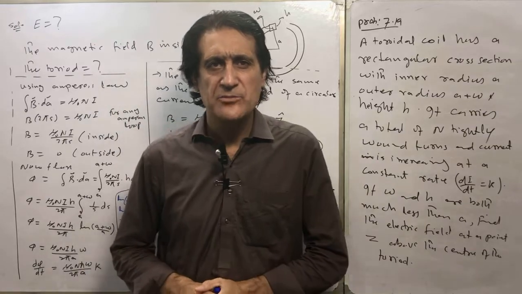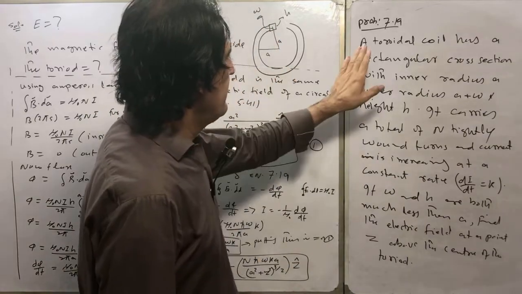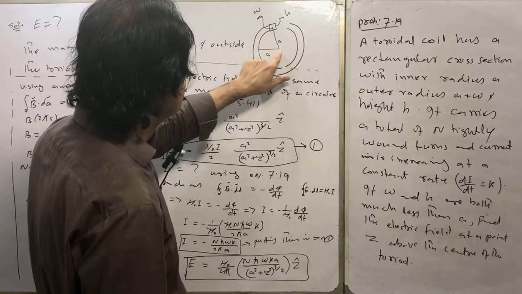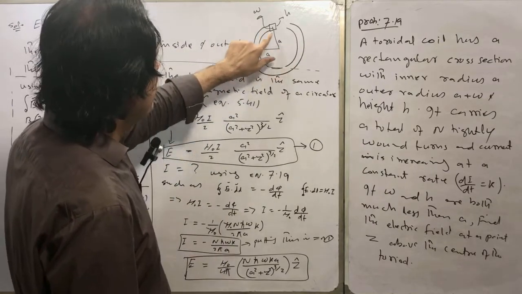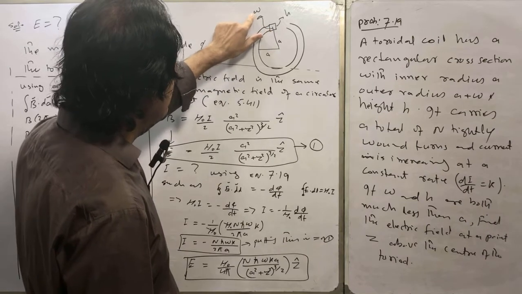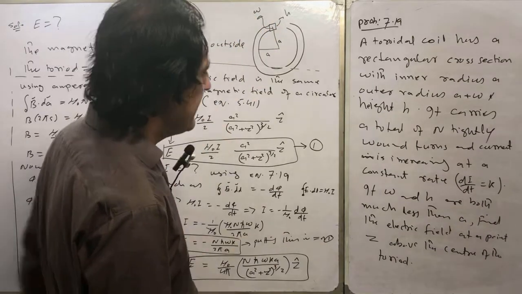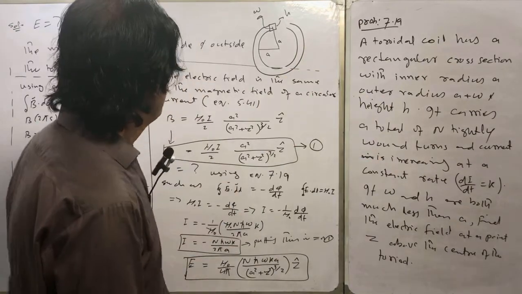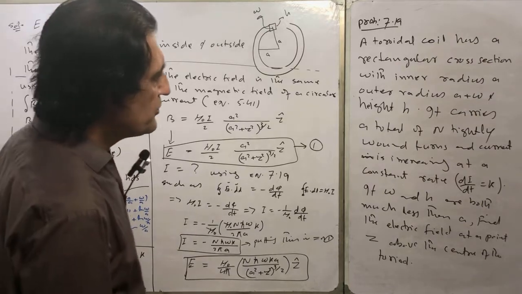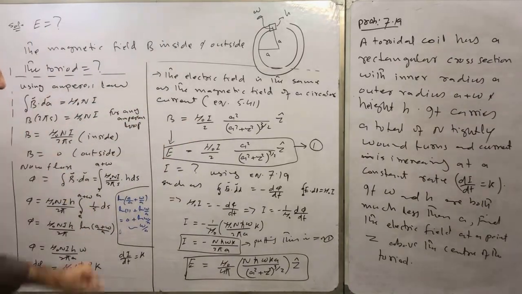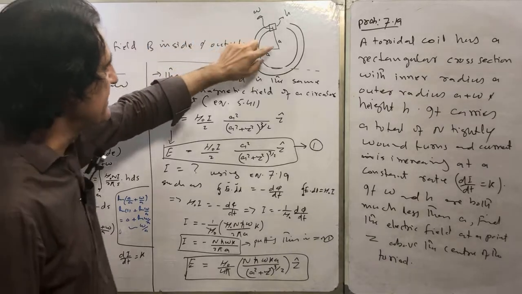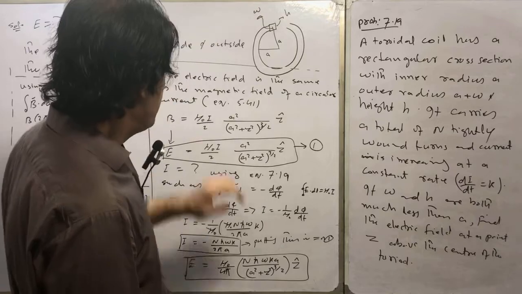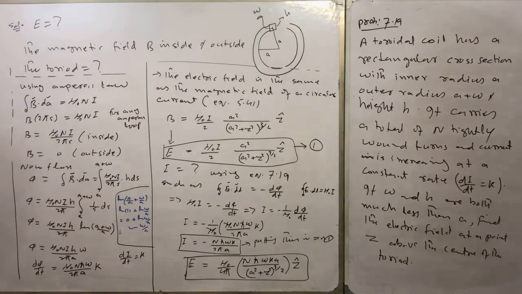In problem 7.19, we have a toroidal coil with radius a and internal radius w, and it has a height h. In this problem, we are asked to find the electric field at some point z, for example, at this point z.